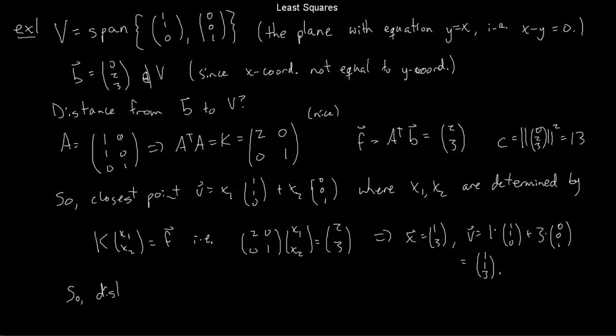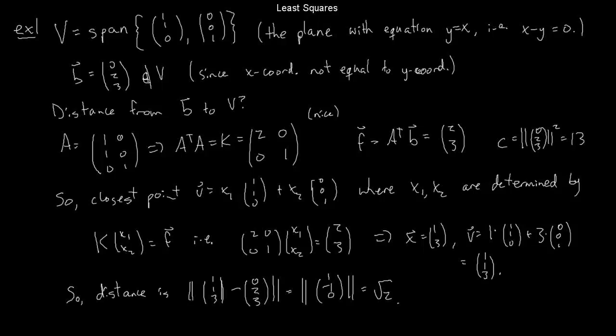How far away were you, to this approximation of B? Well, you just take the norm of 1, 1, 3, that's the V tilde, minus B, 0, 2, 3, and that's just the norm of 1 minus 1, 0, which is the square root of 2. So this vector, 1, 1, 3, is the square root of 2 units away from B.